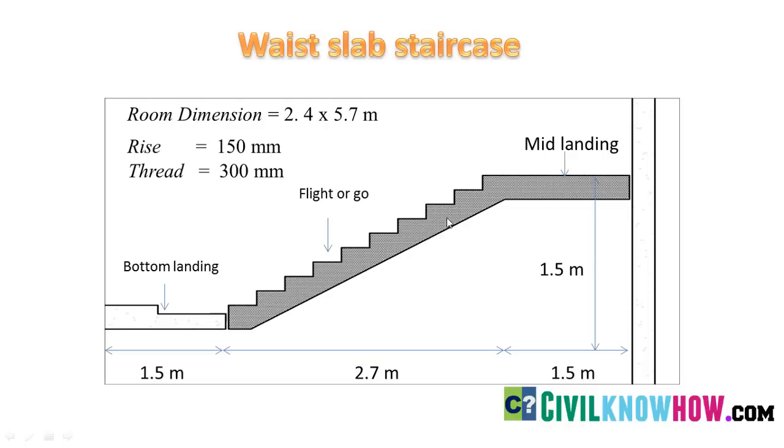And here we are going to assign the staircase in a room dimension of 2.4 into 5.7 meter. When we go for modeling, we are going to only model the waist slab in the case of the flight or a go, and the steps are going to be assigned as a dead load. You will get better clarity about this as you go ahead with this tutorial.